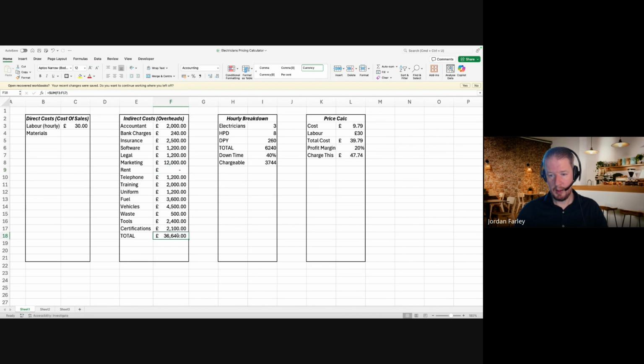Now, I think for my business, the overheads are probably about £250,000. So yeah, we've got sort of like 3 or say 4 people on the tools. This works out about right.